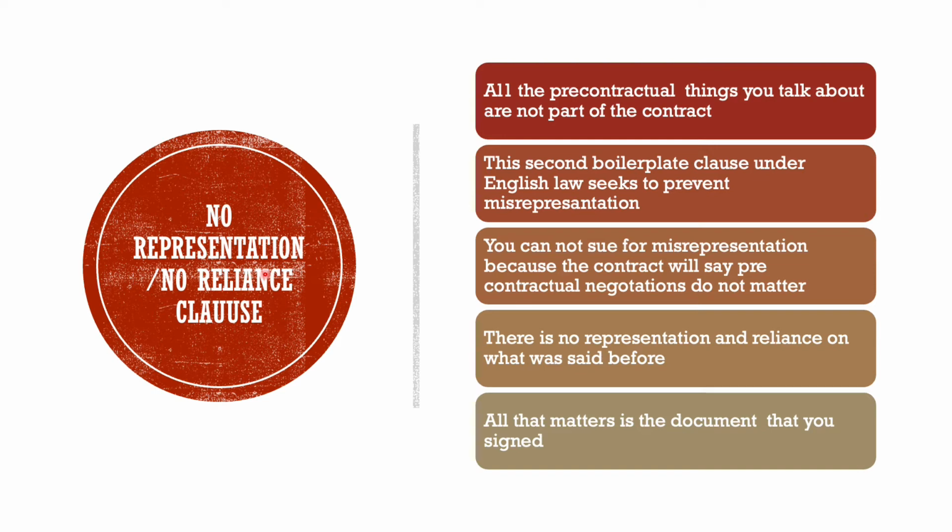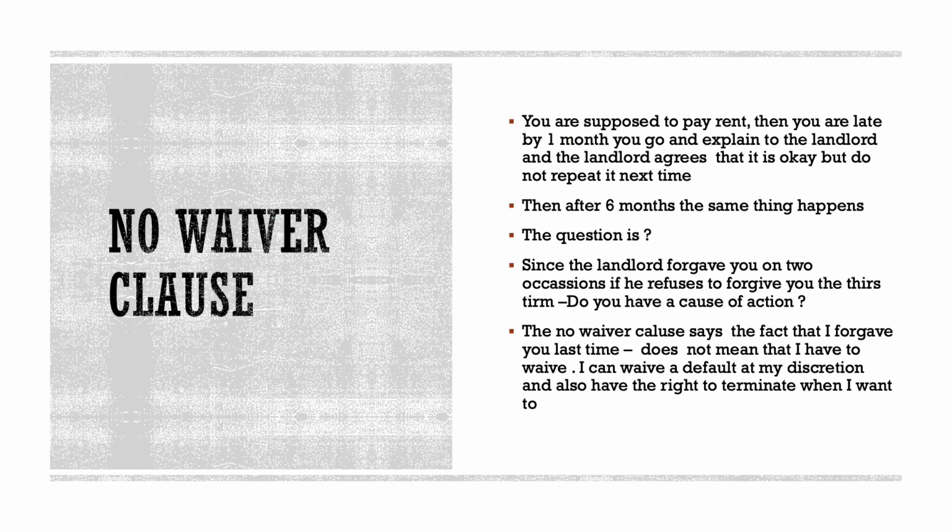But in the event that you want the previous negotiations included in the contract that you're signing, then consider adding those terms and conditions that you actually feel are favorable to you. Otherwise, as long as this no representation clause exists within a contract, it is going to exclude any reliance on the previous negotiations you had, meaning that you're only going to be bound by that which is within the contract that you're signing. The third boilerplate clause is what we call a no waiver clause.